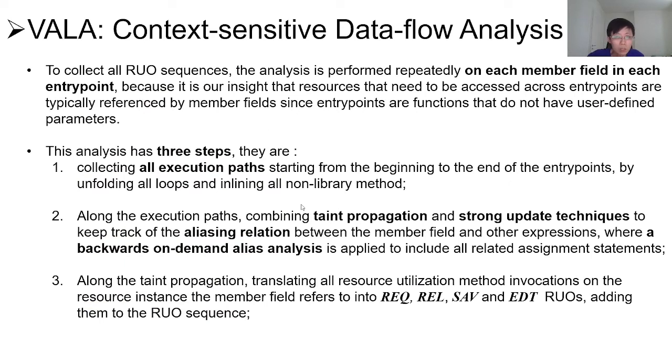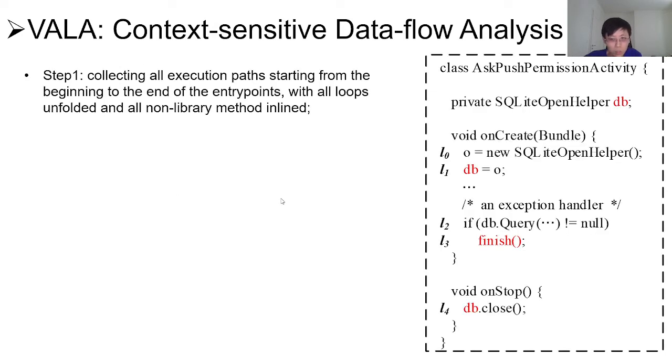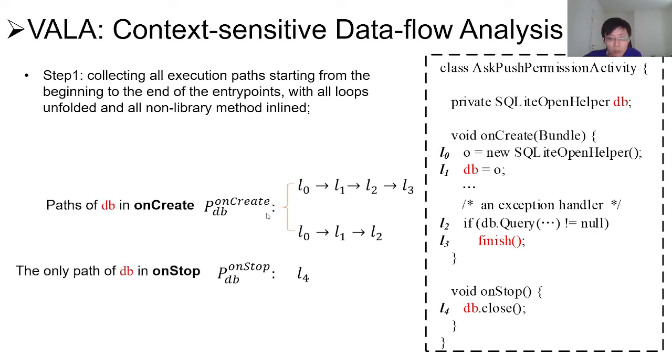Come back to the data flow analysis. It has three steps, and we will explain the three steps with examples in Skip 1. So the first step is to collect all the execution paths. In the example, for the only member field DB, and then the two entry points onCreate and onStop, we can obtain three execution paths, two in the entry point onCreate and one in onStop.